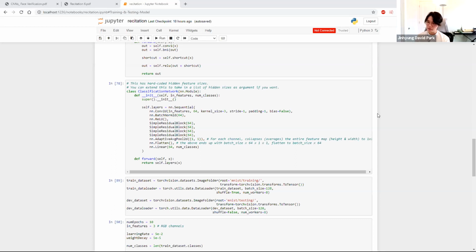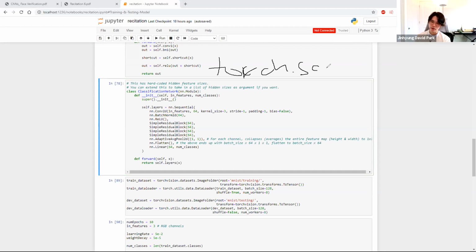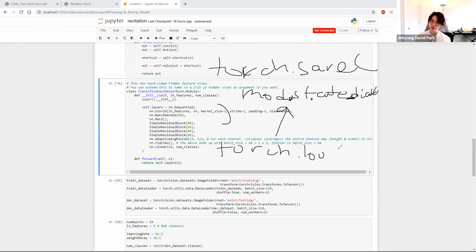Can you explain how we can save the CNN weights so that we can transfer them to the verification task? Saving the weights would just be what you did for homework 1. You would just do torch.save of model.state_dict, I think. And then you can try loading in whatever you saved and look at the actual weights. Yeah, it would save everything.